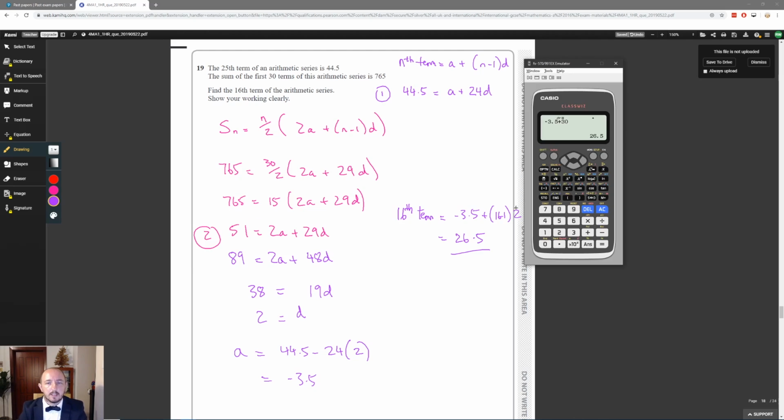Now I'm just going to check using my simultaneous equations function. Number of unknowns is 2. Let's start with our original one: a is 1, the number in front of the a, d is 24, and 44.5 for the constant term. Then the second equation was 2a, 29d, and 51. So x, which was a, was minus 7 over 2, which is correct, and y was 2, which was the d. Okay, lovely.